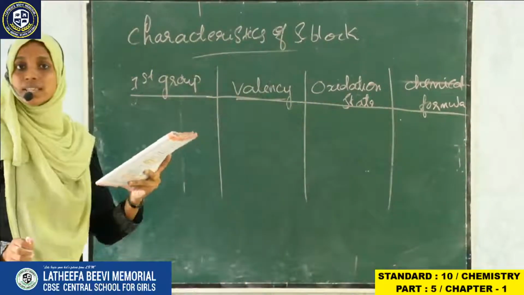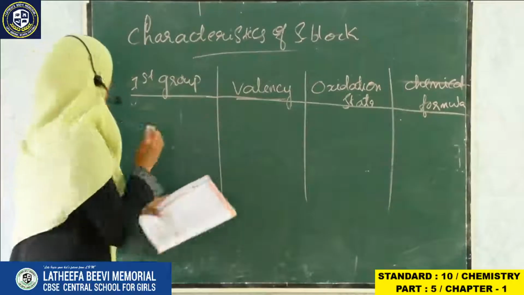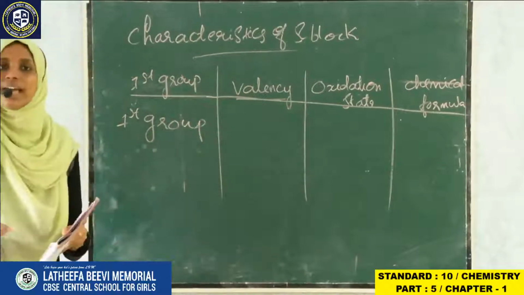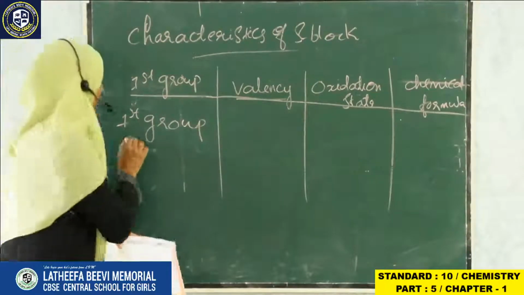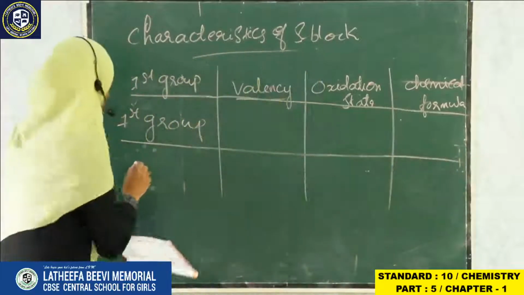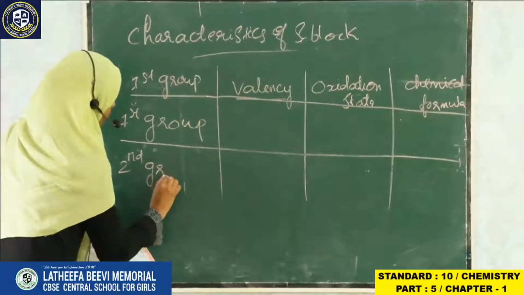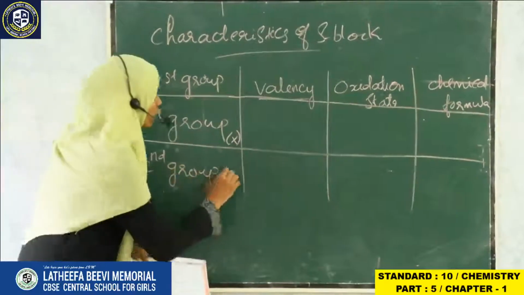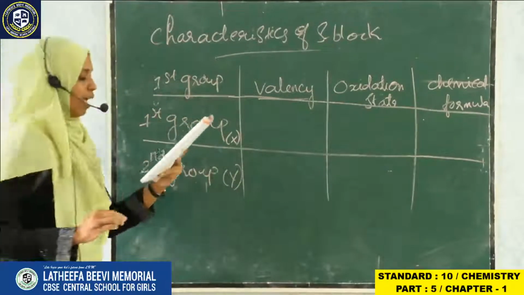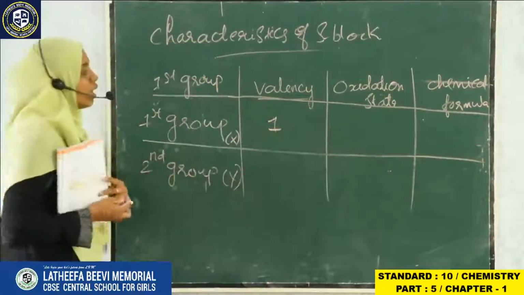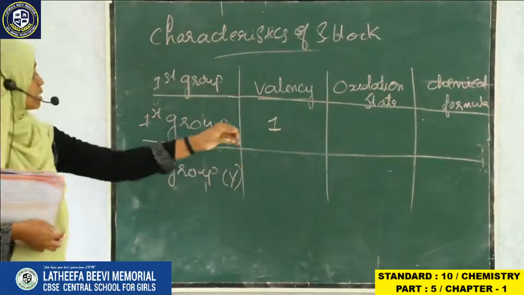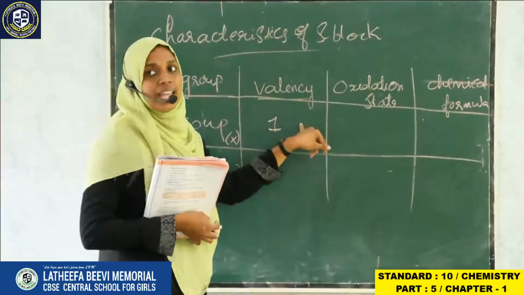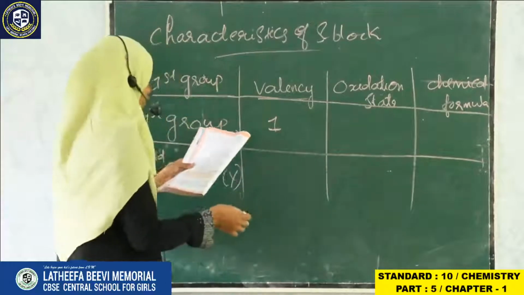Okay, so this is a table you can see on page number 20. So first group. S block consists of first group and second group. We know that the S block consists of first group and second group. First group we denote by the letter X, and second group we denote by the letter Y. Valency 1: we know that it always releases 1 electron. In the first group it always releases 1 electron, so the valency is 1. And in the second group, the valency is 2.